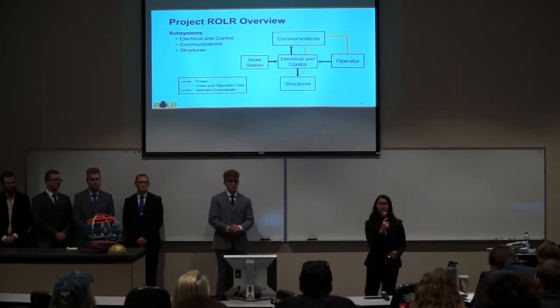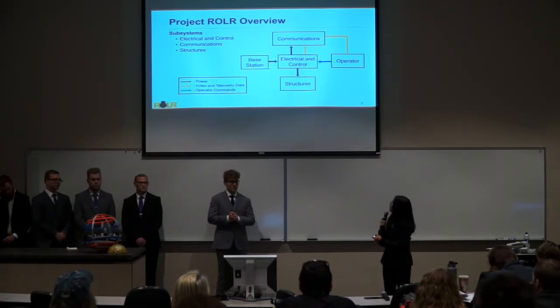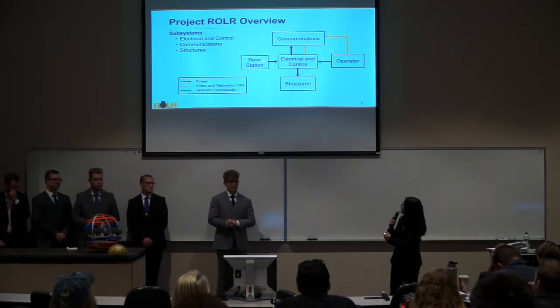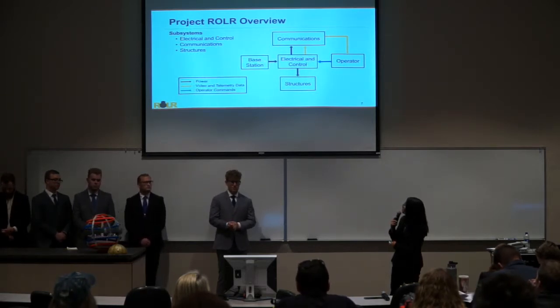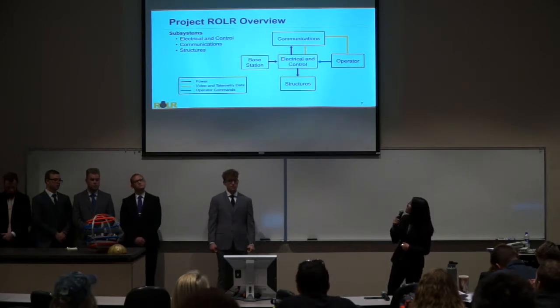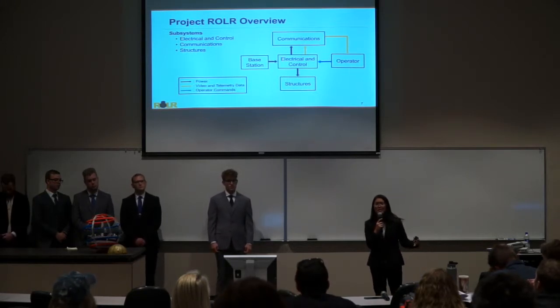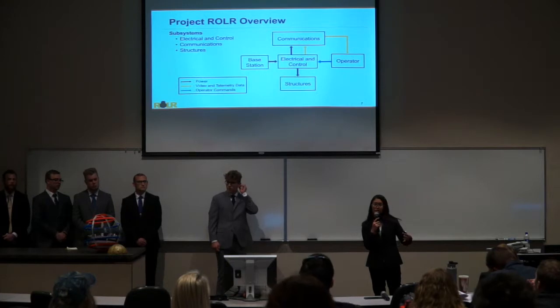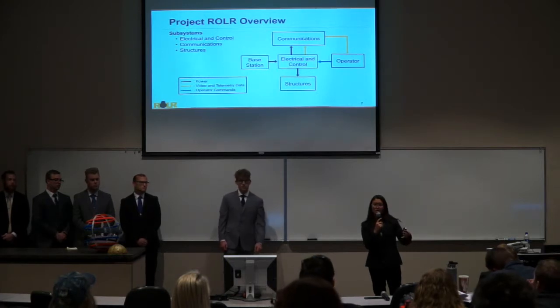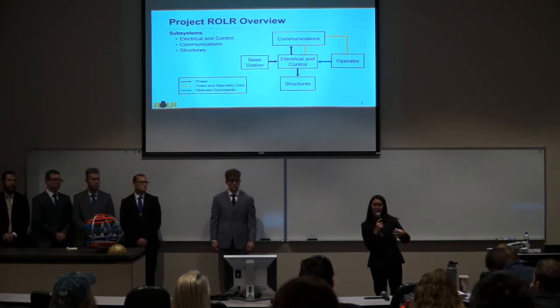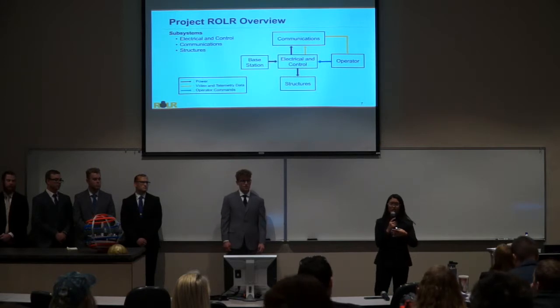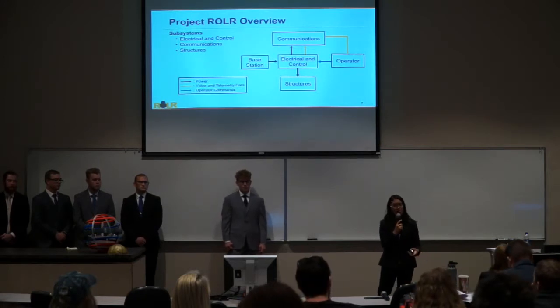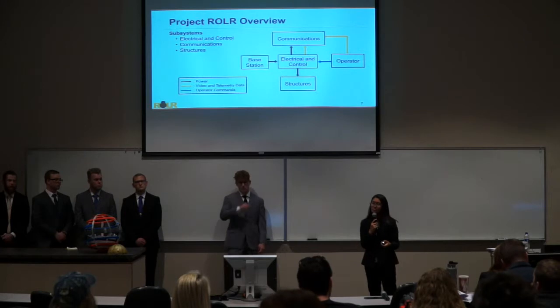So this is the overview of ROLR. Here we have our base station that will send power to our electrical and control system. This electrical and control system will send power to our structural system and our communication system. In turn, that communication system will send data to our operator, and the operator will send commands to our electrical and control system, and that'll be our cycle.